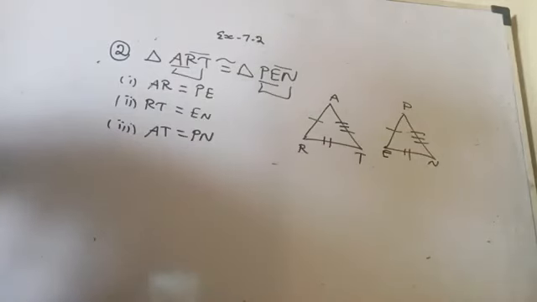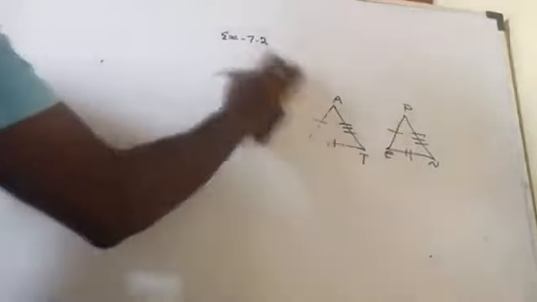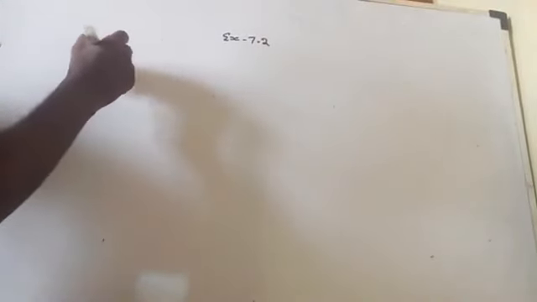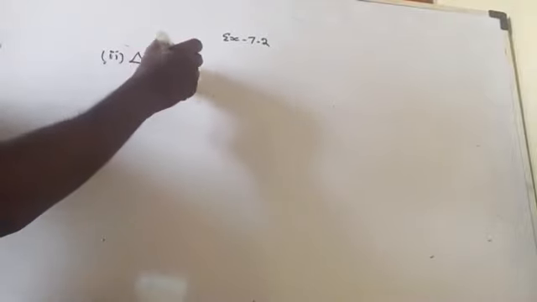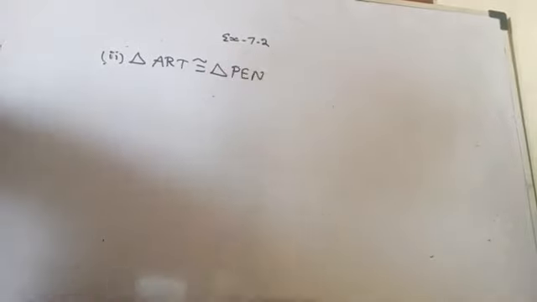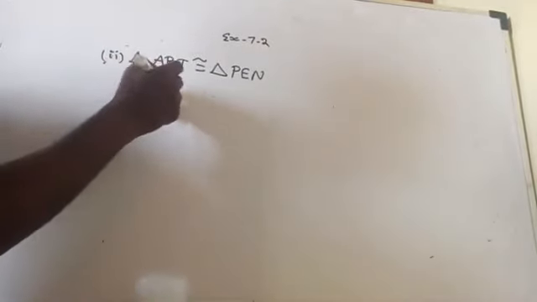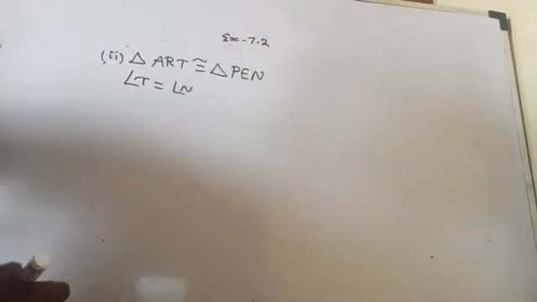Now, shall we move to the next one? Here these two triangles are congruent only. Which one? Triangle ART is congruent to triangle PEN, and you have to use the SAS criterion. Which criterion? SAS criterion. And it is given that angle T equal to angle N. Angle T equal to angle N, it is given for you.